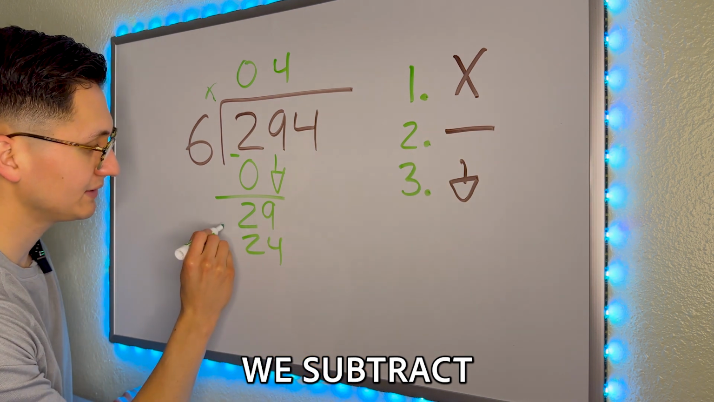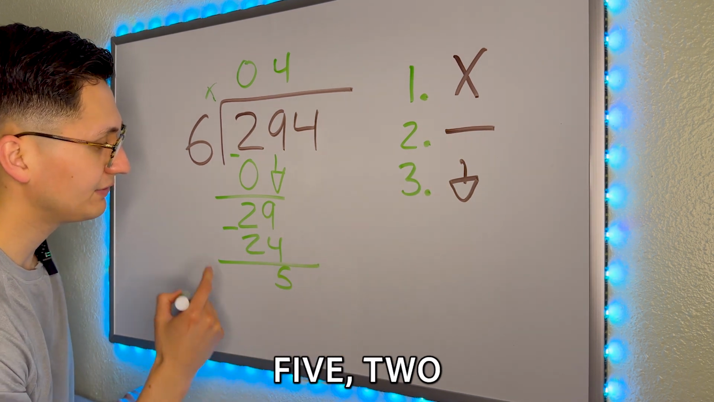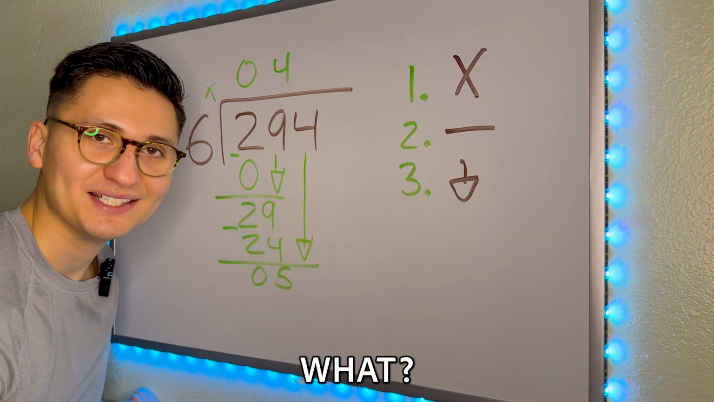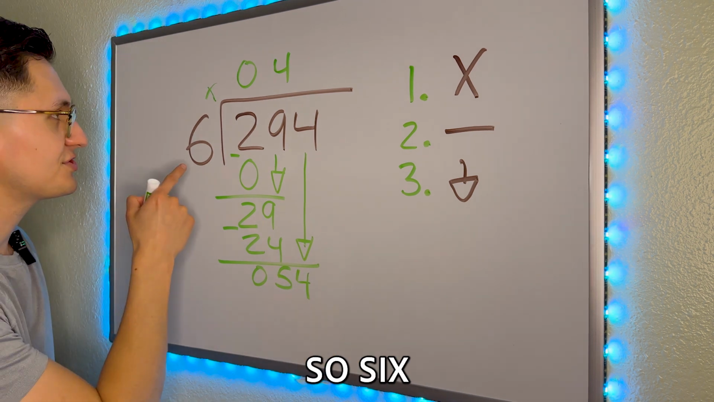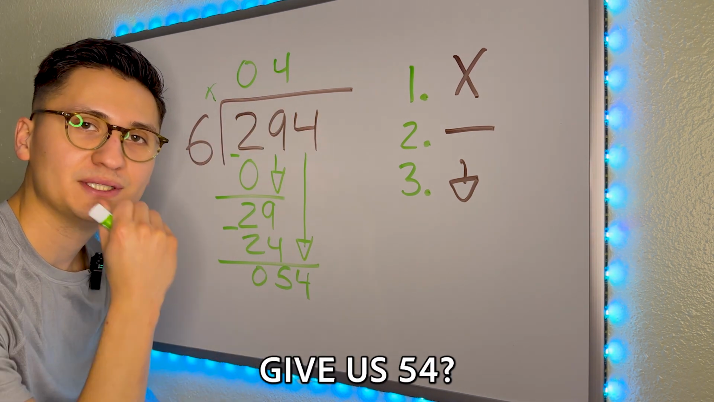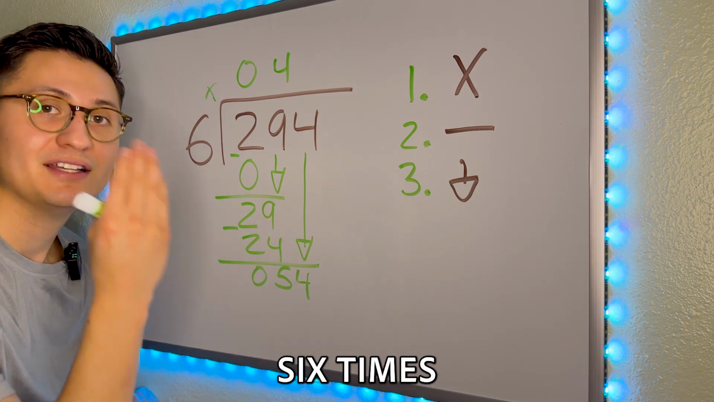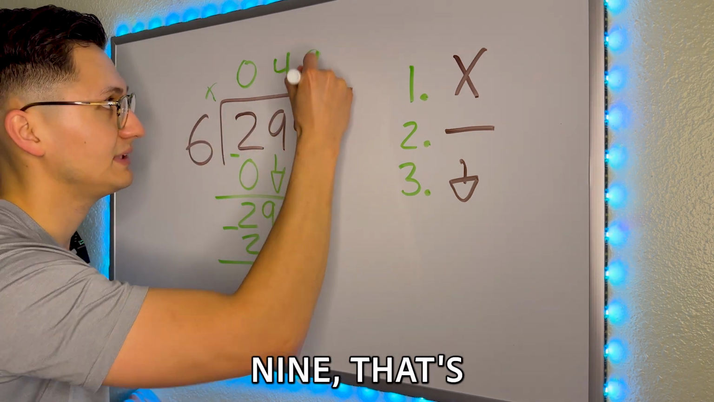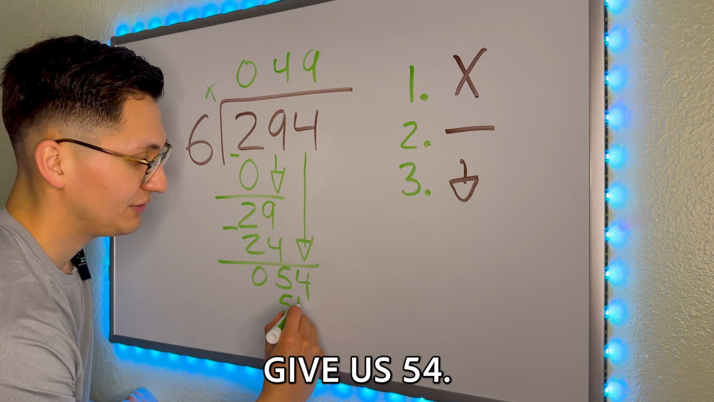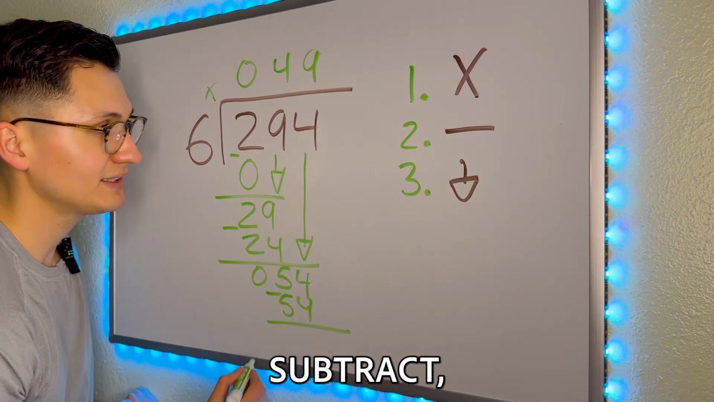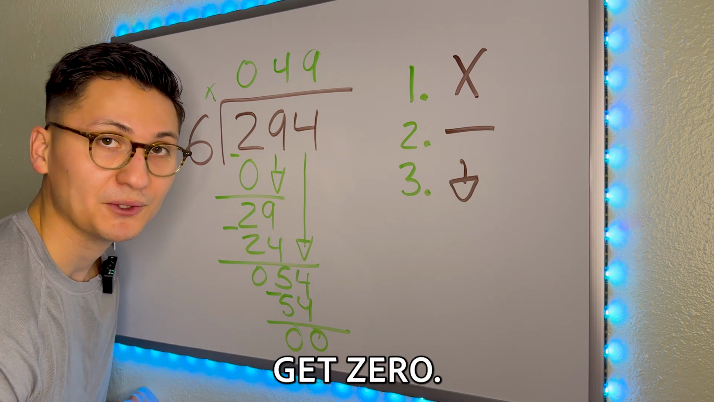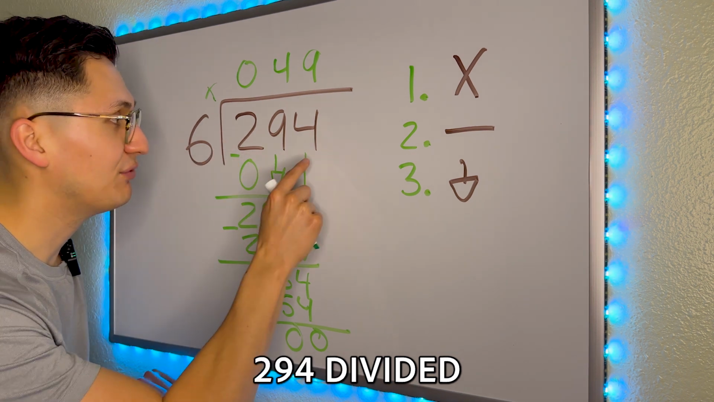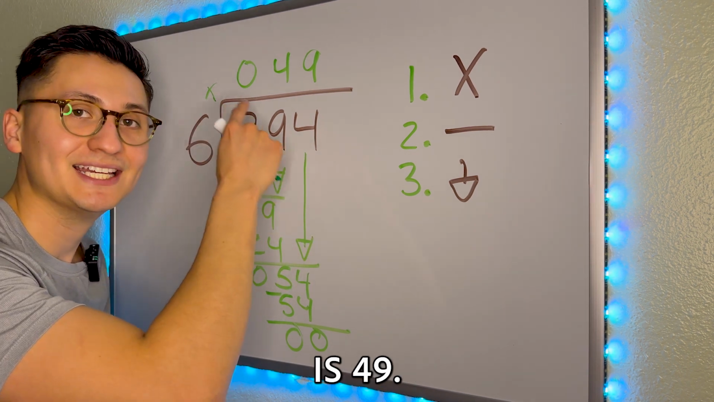Step 2, we subtract. 9 minus 4 is 5. 2 minus 2 is 0. Step 3, we bring down. And guess what? We go all over again. So 6 times what is going to give us 54? Well, if you know your times tables, 6 times 9 is going to give us 54. So 6 times 9, that's step 1, is going to give us 54. Step 2, subtract, and we're going to get 0. Step 3, there's nothing left to bring down, therefore we are done. 294 divided by 6 is 49.